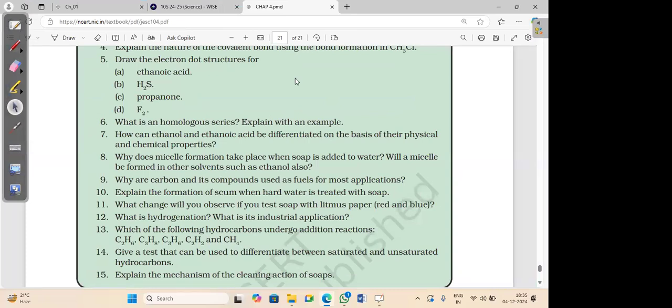Sir, can we smell? And taste. Yes, obviously the smell. You can differentiate them with the help of the smell. You can also differentiate them with the help of their boiling points and freezing points. The freezing point of ethanoic acid is very low, about 12 to 15 degrees centigrade. That is why it is also called glacial acetic acid, as it freezes.